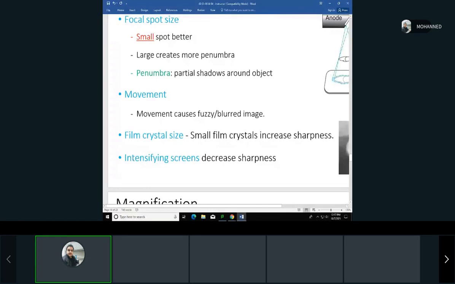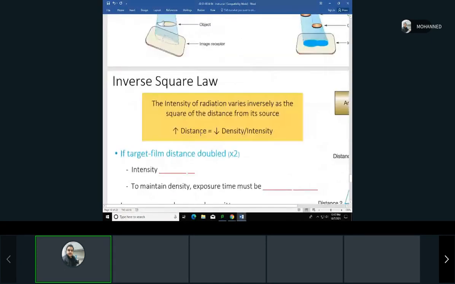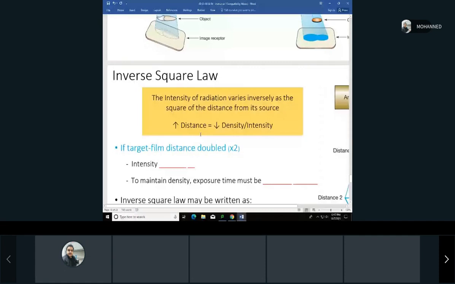And then intensifying screens, these will decrease sharpness. And intensifying screens are things that we use with extraoral x-rays, when we use like panoramic x-ray or cephalometric x-ray. So we're not talking about these yet, but know that intensifying screen that is used with the extraoral x-rays will decrease sharpness. We're almost there, guys. Almost there. Okay.